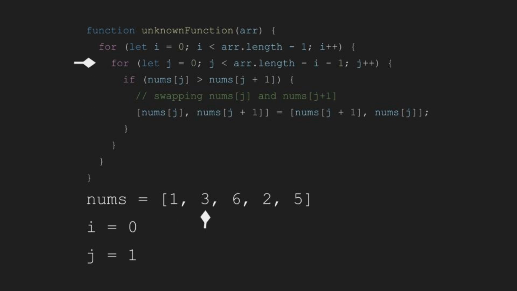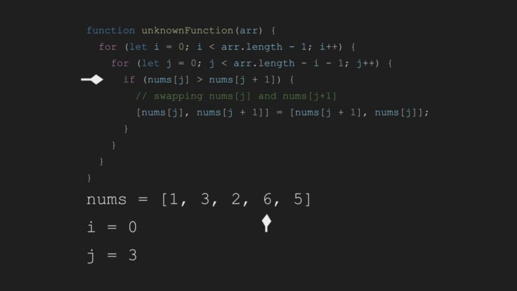Next, j becomes 1 and we check whether nums[1] is greater than nums[2]. nums[1] is 3 and is not greater than nums[2], which is 6, so we do nothing. And after that, j becomes 2 and we can see nums[2] is 6, which is greater than nums[3], which is 2. So we swap them and the array becomes [1, 3, 2, 6, 5].